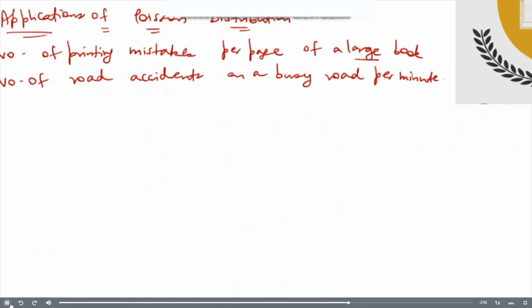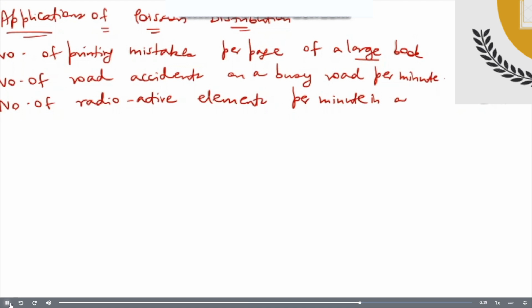Then the third is the number of radioactive elements per minute in a fusion process. Make a note of all this, write along with me. Please don't show any hesitation in writing when you're in your CA study. You have to always keep writing. Writing practice is very important. Okay, and then the last one is, now it is an illustrative example, but you can get tested from these only for the CA foundation level.